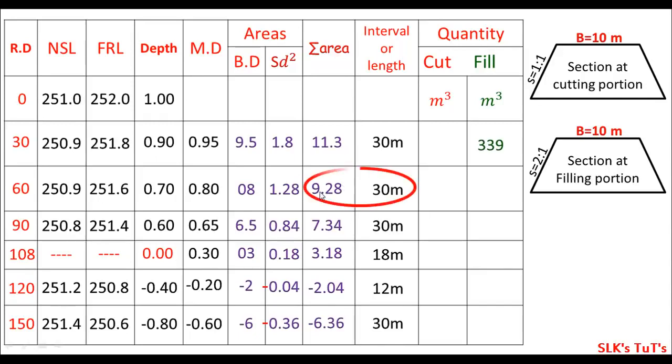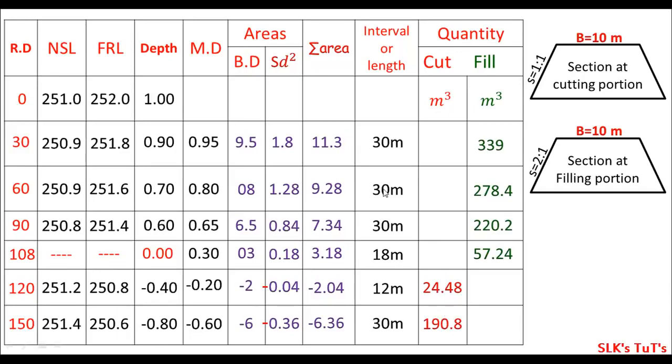And again, 9.28 times 30, this is of course 278.4. And the next one is also filling, and the next one is also filling, but the next one is cutting, like 2.04 times 12, this is cutting of course, and the next one is also cutting because the depth and the area are in negative form, right? So we got cutting and filling in a nice way, and that way is of course the mean depth method. And now if you want the total filling or the total cutting, just add these four, you'll get the total filling, and add these two, you'll get the total cutting, right?